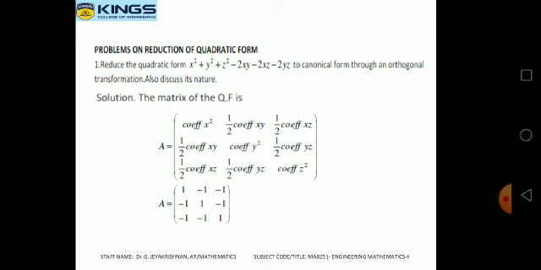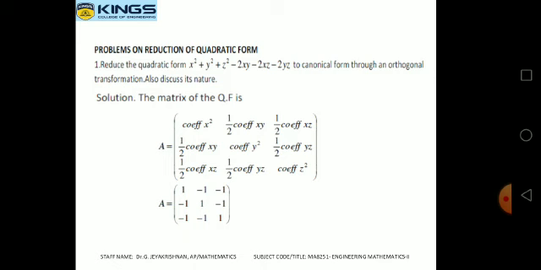The solution: the given quadratic form is x square plus y square and so on. First, we have to write the matrix of the corresponding quadratic form. Therefore, the matrix of the quadratic form is this one. The formula I have already told you.